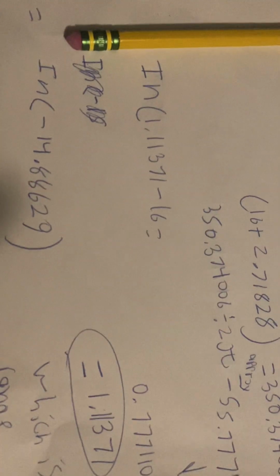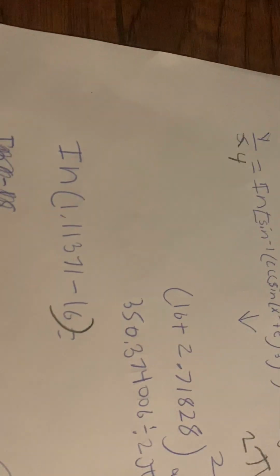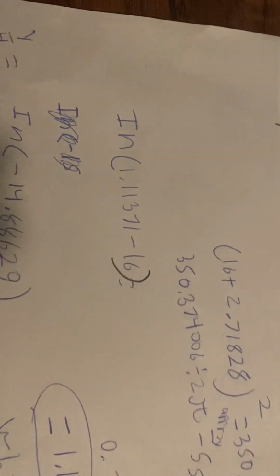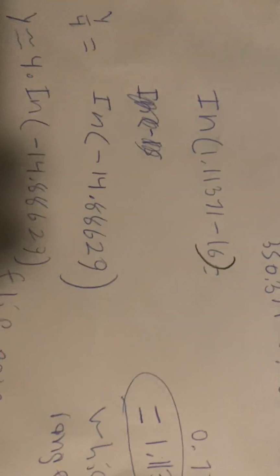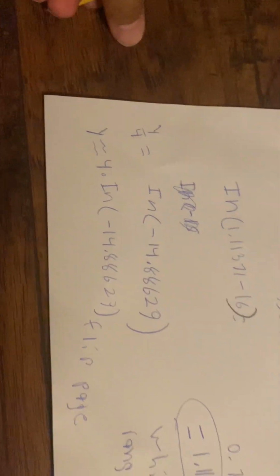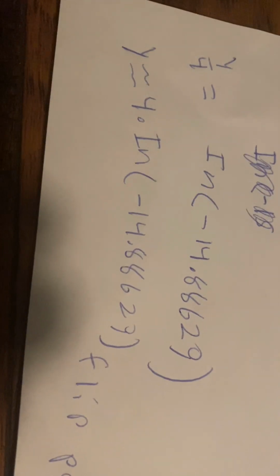So now we have this equation. I'll have to add another parenthesis. Okay, so now we have ln of 1.11371 minus 16, which should go to ln of negative 14.88629, which you can multiply by 4. But the problem is, this is where the amazing complex numbers come in. You can't usually have a logarithm of a negative. That wouldn't make any sense, and it would be undefined.